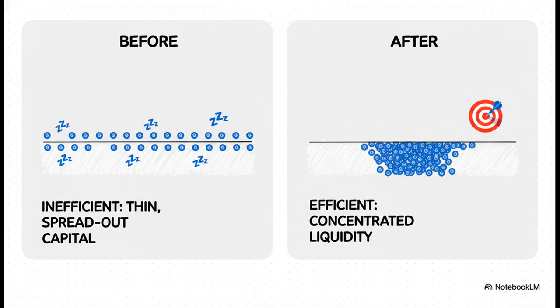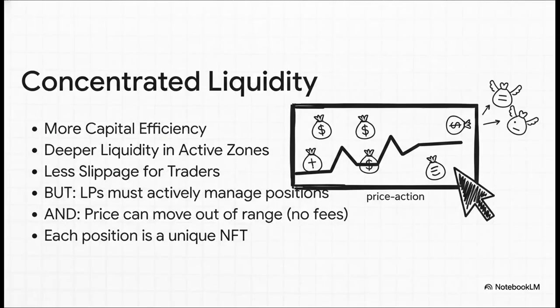So instead of that spread-it-everywhere model, providers can now say, "Hey, I think the price is going to trade between X and Y," and they put all their capital right there, right where the action is. So much more efficient. But of course, there's always a trade-off, right? This isn't free money. On one hand, you get this amazing capital efficiency and way deeper markets for traders. But on the other hand, it's not a set-it-and-forget-it kind of deal anymore. You have to actively manage your position, because if the price moves outside that little range you set, boom, you stop earning fees.